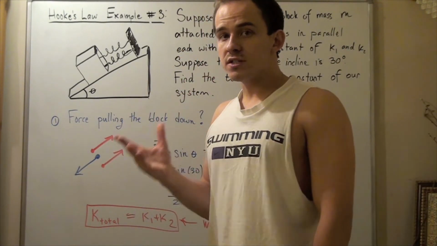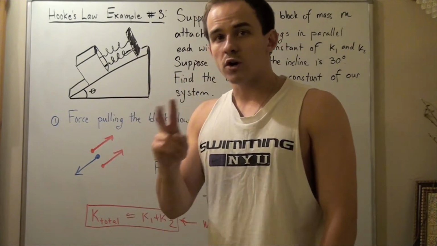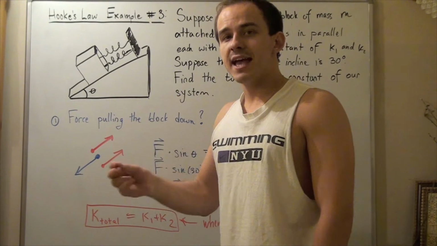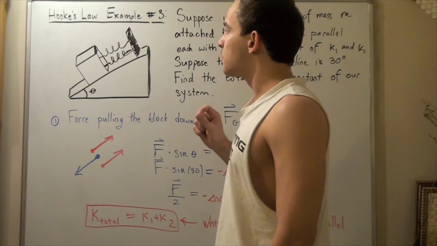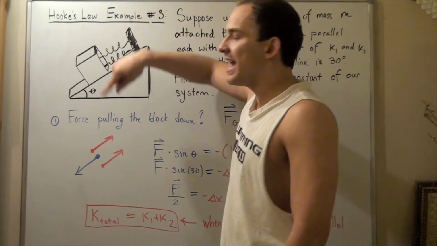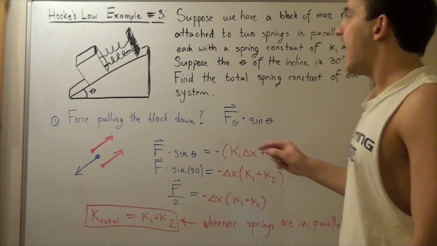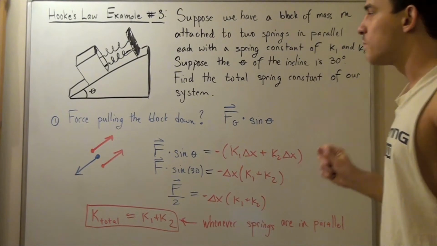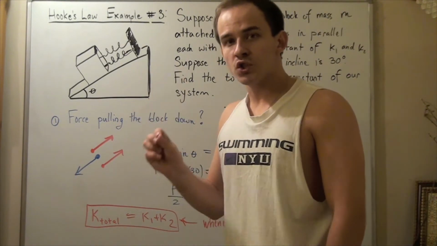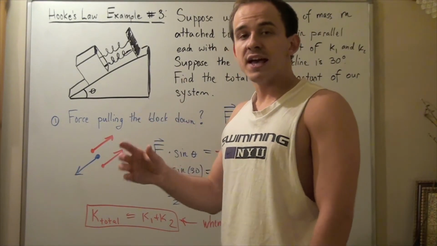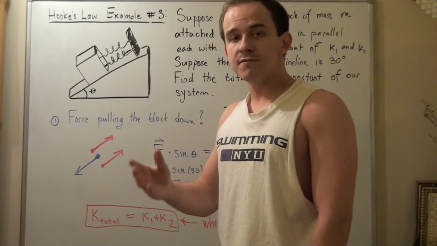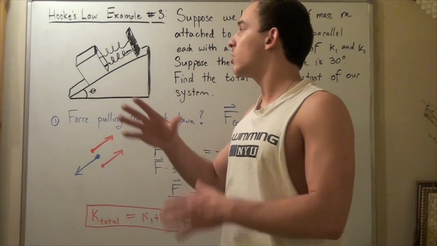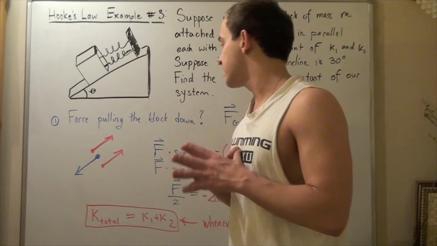But how many forces are pulling up? Well, two forces are pulling up. One force is due to this spring, and a second force is due to this spring. Remember, this spring, spring 1, has a constant of K1, and this spring, spring number 2, has a constant of K2. So, remember, we have to use Hooke's law, which basically tells us that the force is equal to negative the spring constant times the displacement, or distance, that our spring stretches or compresses.